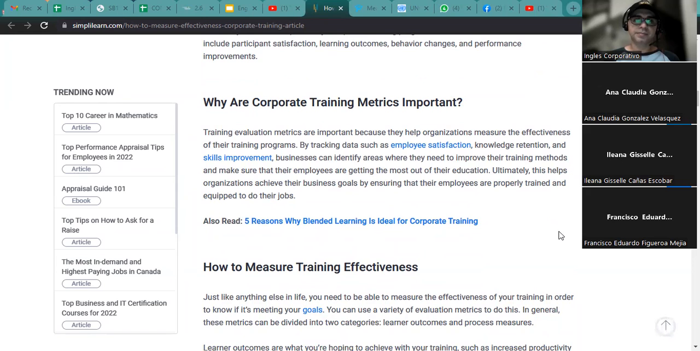That is correct. Training evaluation metrics are important because they help organizations measure the effectiveness of their training program by tracking data such as employee satisfaction, knowledge retention, and skill improvement. Businesses can identify areas where they need to improve their training methods and make sure that their employees are getting the most of their education. Ultimately, this helps organizations achieve their business goals by ensuring that their employees are properly trained and equipped to do their job.